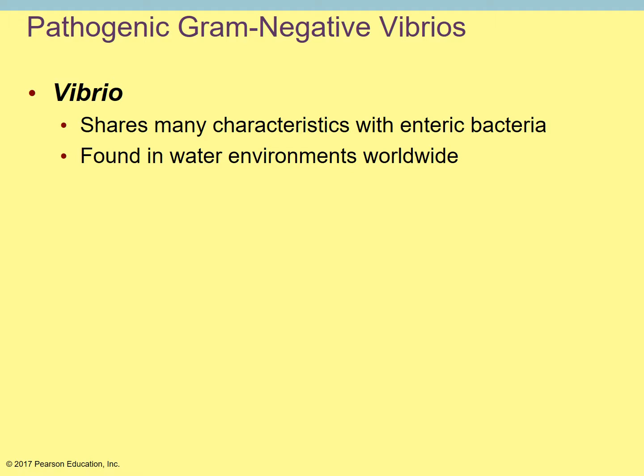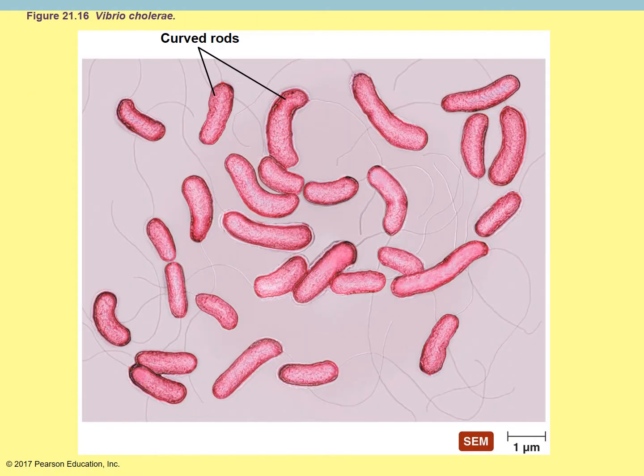Vibrio is gram-negative. They have characteristics in some ways that make them similar to the enteric bacteria. They are found in the water pretty much throughout. They are rods, but they're curved. You have this classic curving of Vibrio cholerae, which is the causative agent of cholera. They tend to be these kind of fat bacilli, curved bacteria. As you can see, they also have flagella on them.